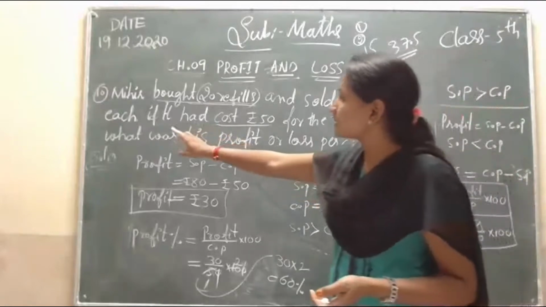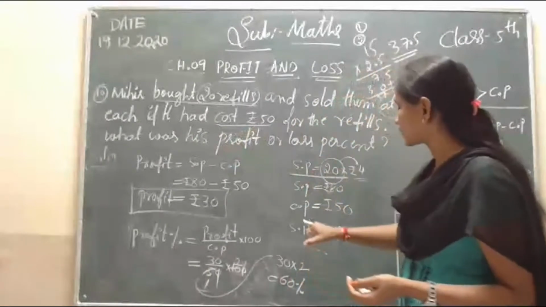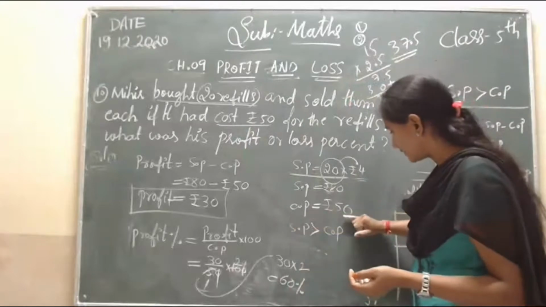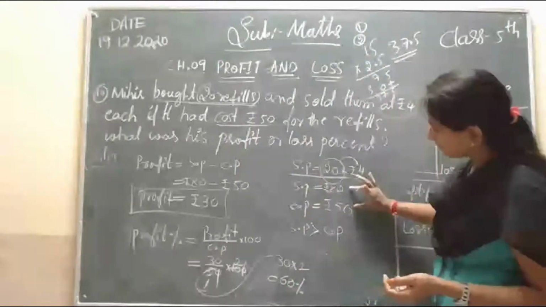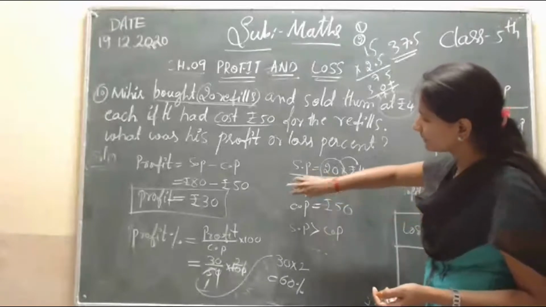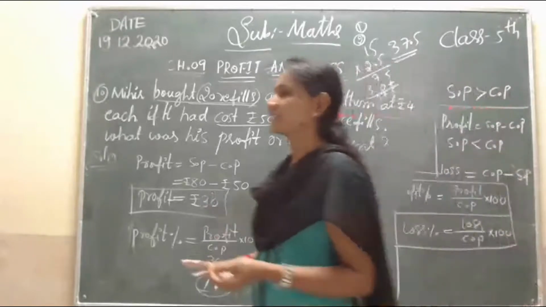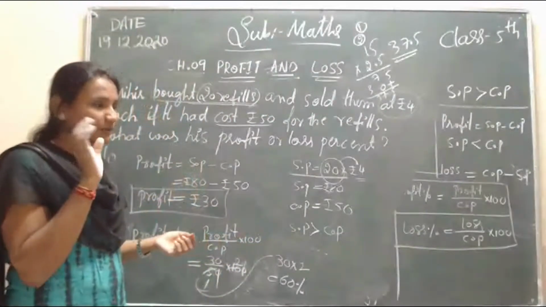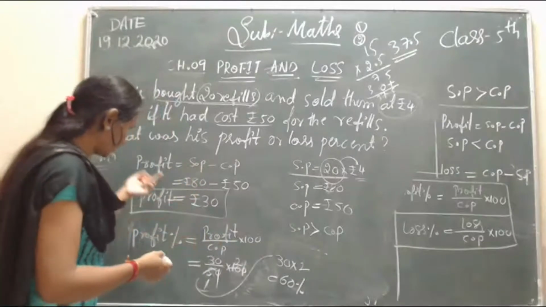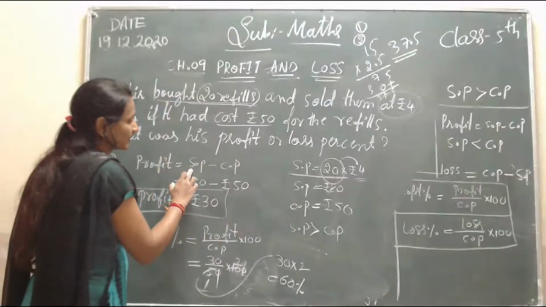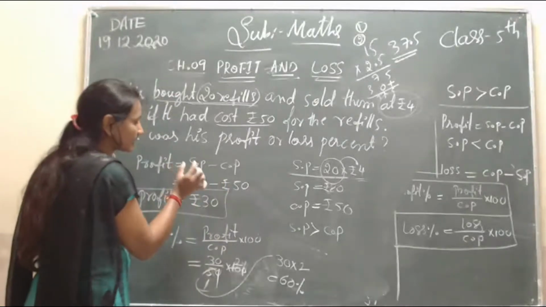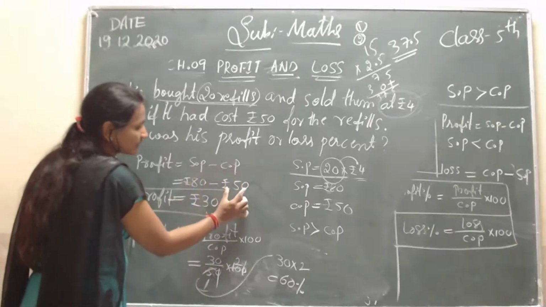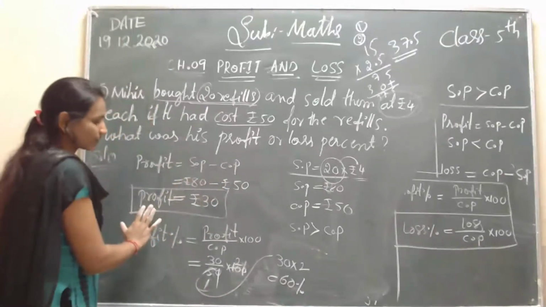Afterwards, you can see each refill had a cost of 50 rupees. Cost means CP, so you have to consider that the value is 50 rupees. So students, you have to compare both CP and SP. If SP is more, then it is a profit. If CP is more, then it is a loss. Because SP is more, you have to write the formula: profit is equal to SP minus CP. SP value is 80 rupees, CP value is 50 rupees. So subtracting, the profit is 30 rupees.